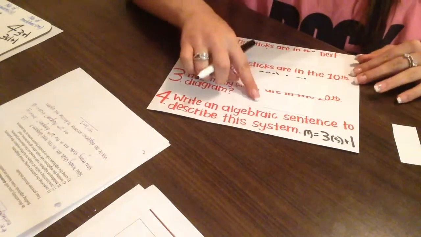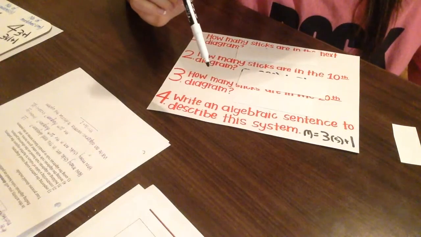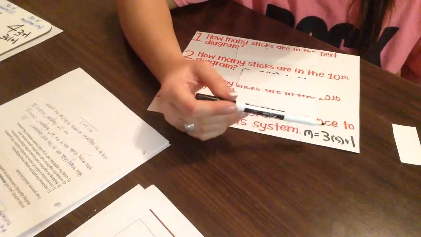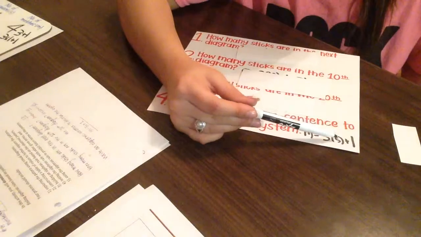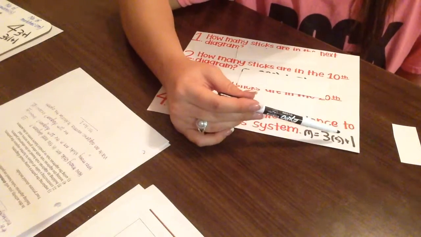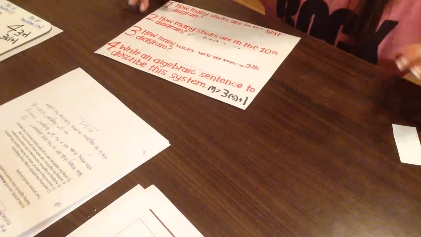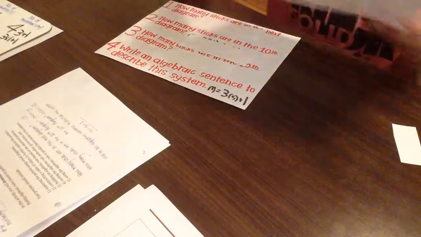So looking back at our questions, we know that the written algebraic sentence for this would be m equals 3s plus 1. The m standing for matches and the s standing for squares. So let's look at our table.